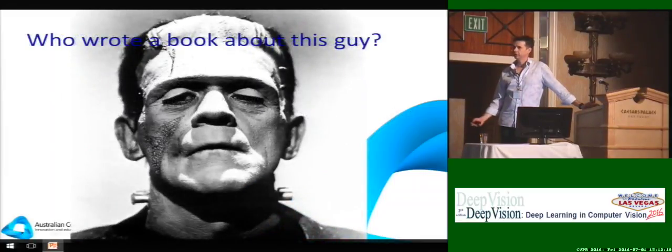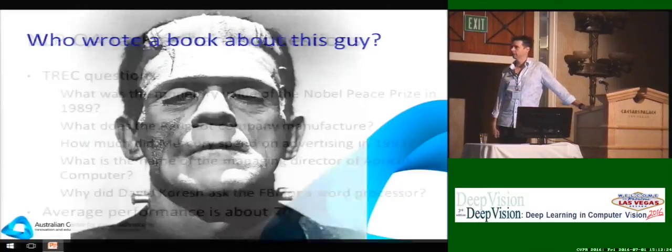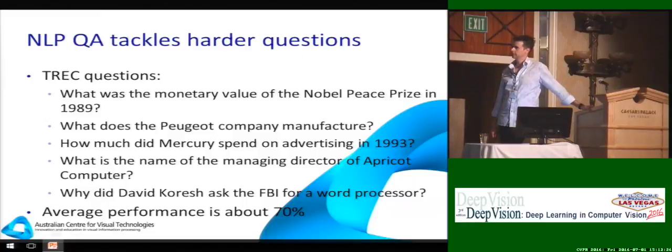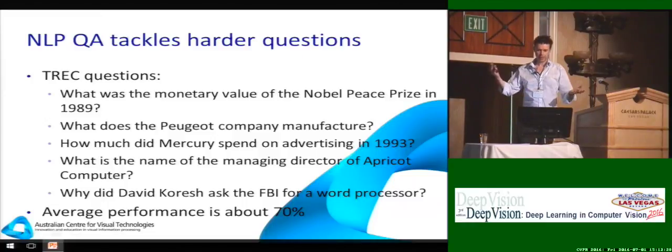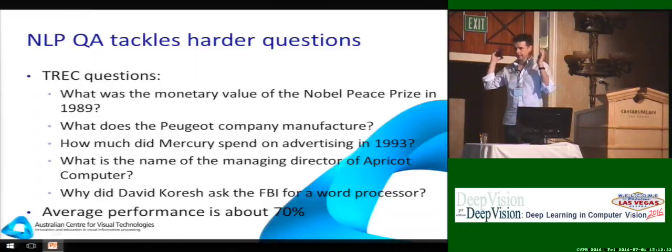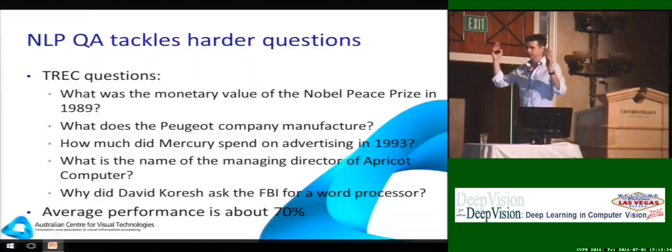So a visual version of that question might be, who wrote a book about this guy? And we're a long way from that question, right? Some of the Trek questions. So Trek has a great process where they provide a data set, so gigabytes of documents, which you then have to answer these questions out of.